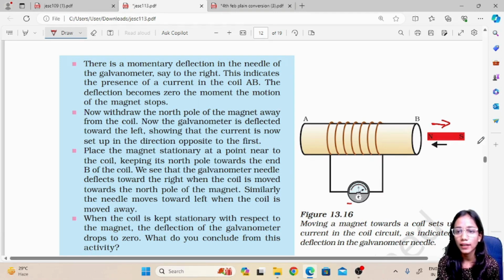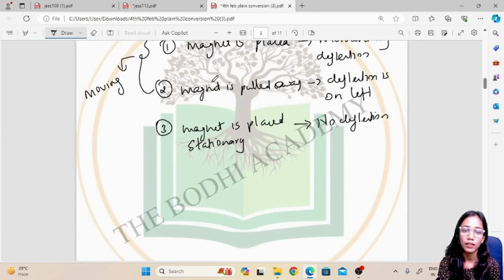If you place a magnet, it will create a magnetic field around it, but it will not induce a current because it is not moving. Moving means the magnetic field is changing. Only placing a magnet with a magnetic field around it won't help the induction of current. But when you are moving the magnet, you are changing the magnetic field, and that will induce the current.